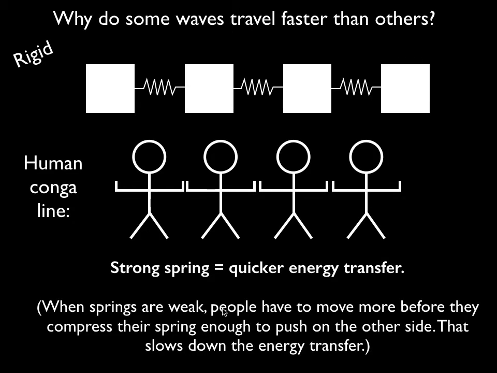We have a question though. How is it that some waves might travel faster than others? And to answer that, I like to give a kinesthetic model that helps our students see this. I use a human conga line where each person represents a piece of Earth's crust, and their arms between them represent springs that are connecting between them.